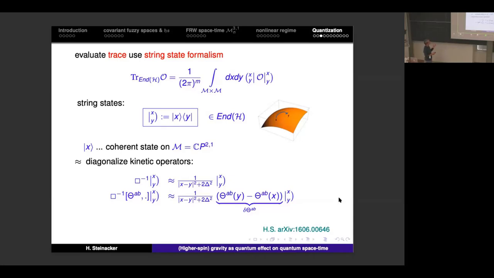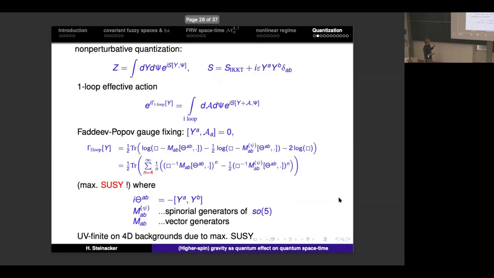And with this thing, you can evaluate the trace because these string modes diagonalize the kinetic operator. So the propagator acting on the string mode has a very simple form. It's just one over the distance of the string squared. That means the energy of the string is just the length squared, very much like, or similar to, string theory. Now you can diagonalize all these operators that you need to compute here.